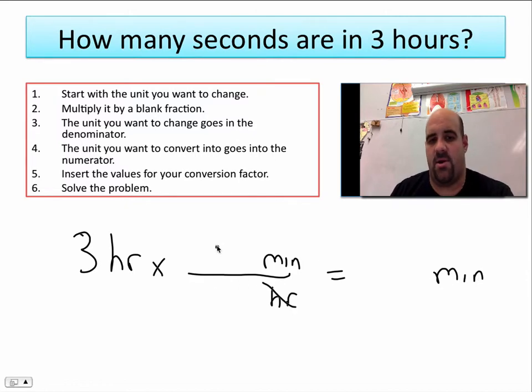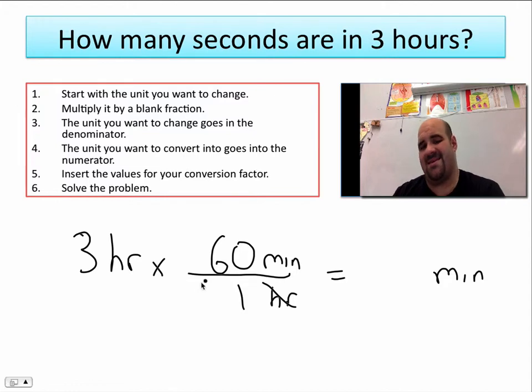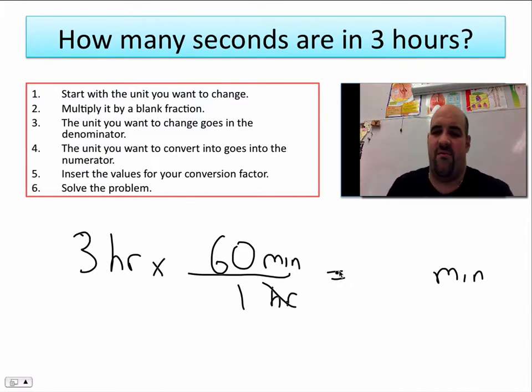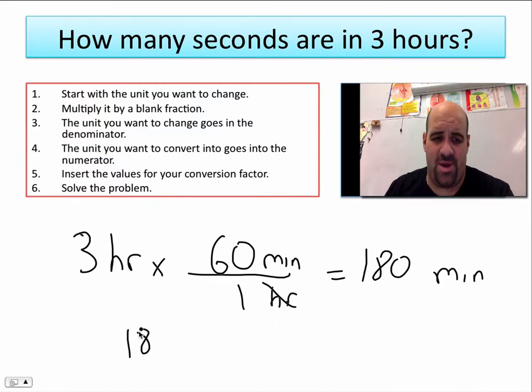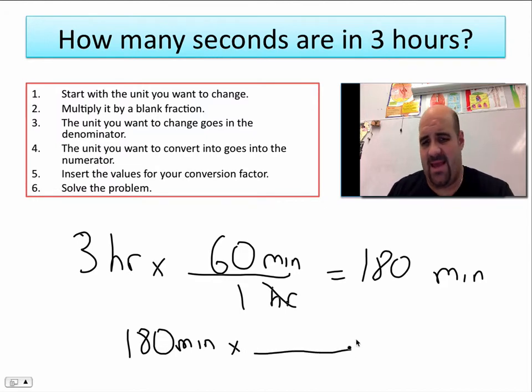Hours are going to cancel. There are 60 minutes in 1 hour. So you multiply 3 times 60. That'll give you an answer. There's 180 minutes in 3 hours. Now what you do is you convert 180 minutes into seconds. Start over again. You have 180 minutes. So now we go to the next part of the problem. 180 minutes times blank. And I guess I am going to do the problem for you. Maybe not the whole thing, but this is generally how you do it.